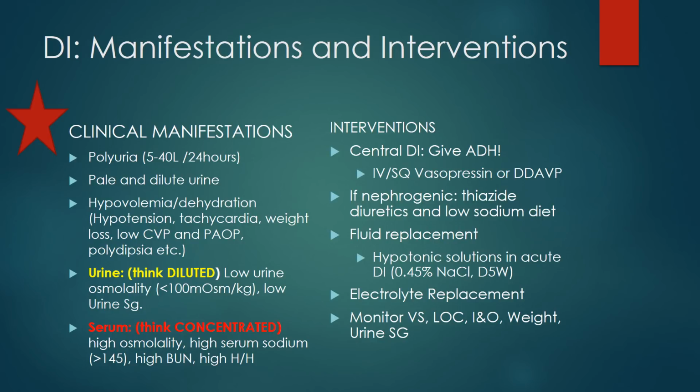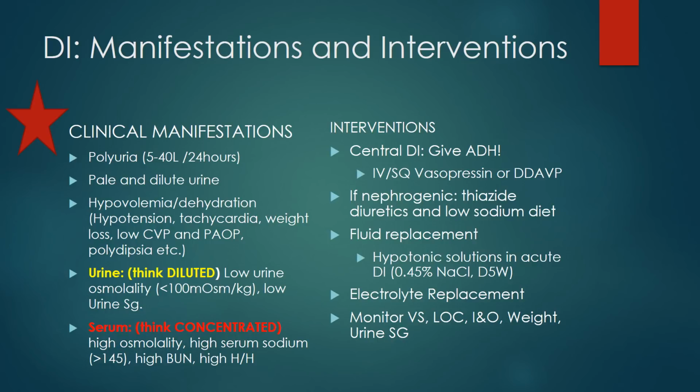They will be voiding a lot. The water is leaving the body. So we see polyuria, upwards of 40 liters in a day. And that urine is getting rid of a lot of water for us. So we see pale, dilute urine, where we are emptying their Foley bag a lot, for instance.